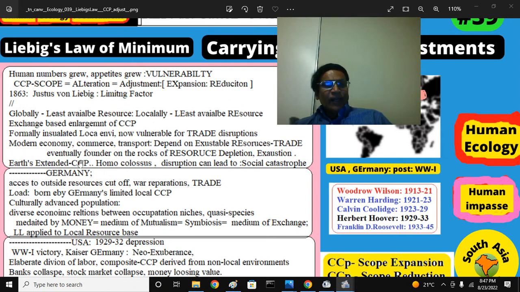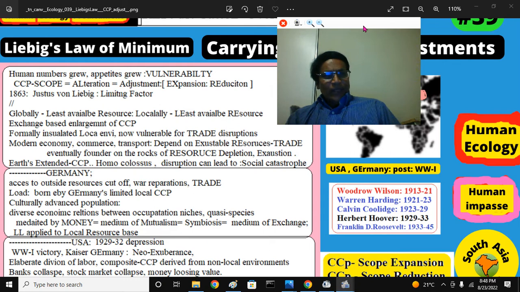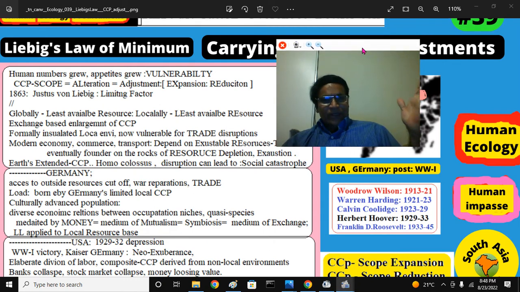Earth's extended carrying capacity made Homo sapiens into resource-consuming, technically advanced societies of Homo colossus, gigantic humans. So future depletion and exhaustion of these resources can disrupt social life and lead to social catastrophe. Why this happens is due to carrying capacity contraction, carrying capacity expansion.